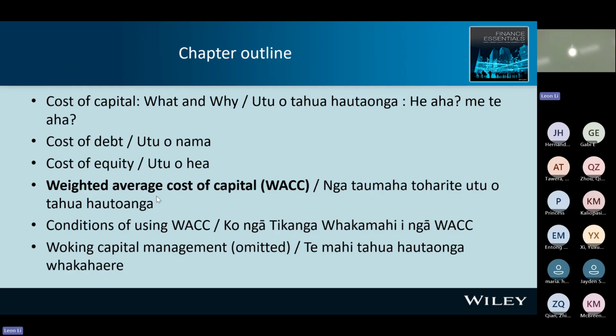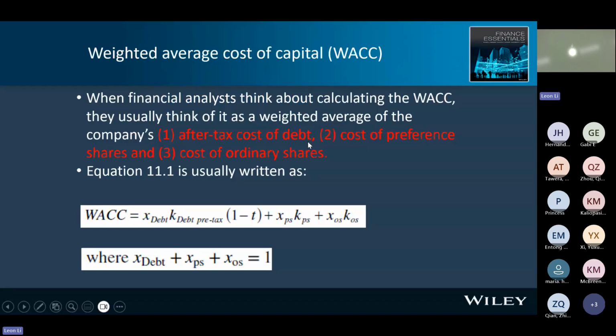Think about you are a corporate manager. You want to know the cost of your capital for NPV calculation, right? So you calculate the cost of debt, cost of equity. The final step is to calculate the weighted average. Okay, so let me show you how to calculate the weighted average.